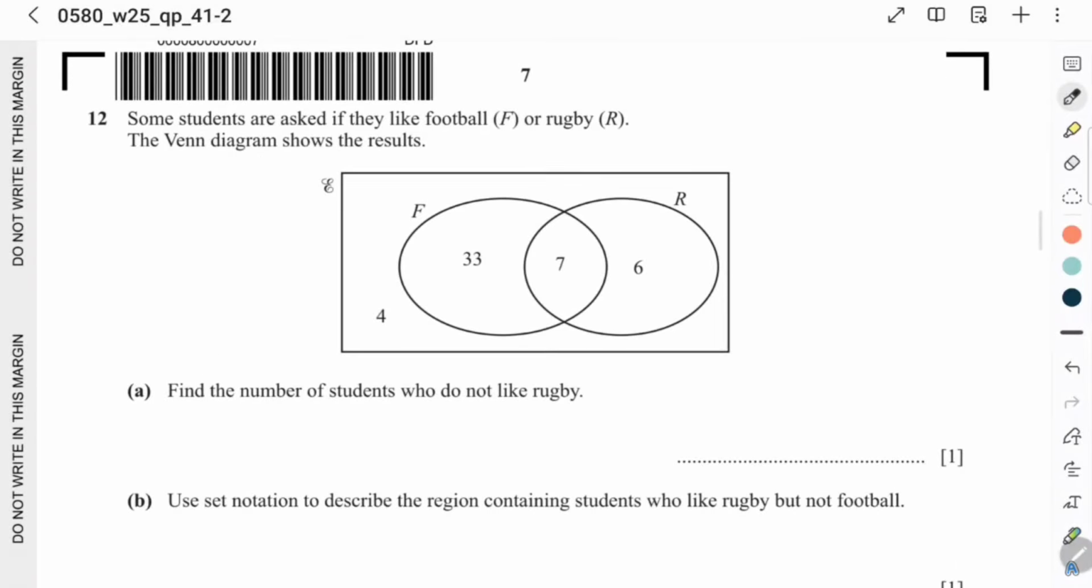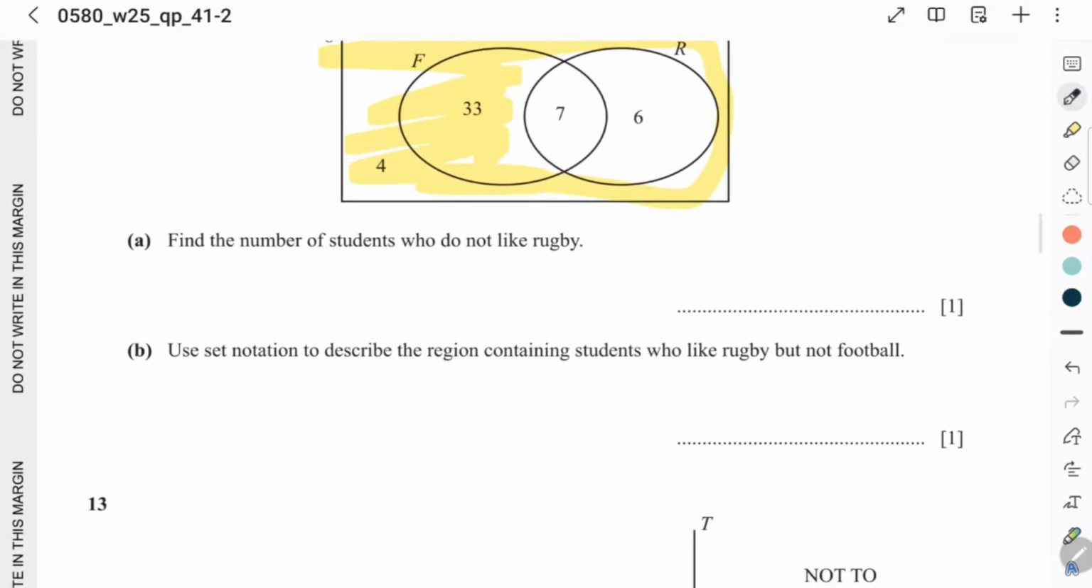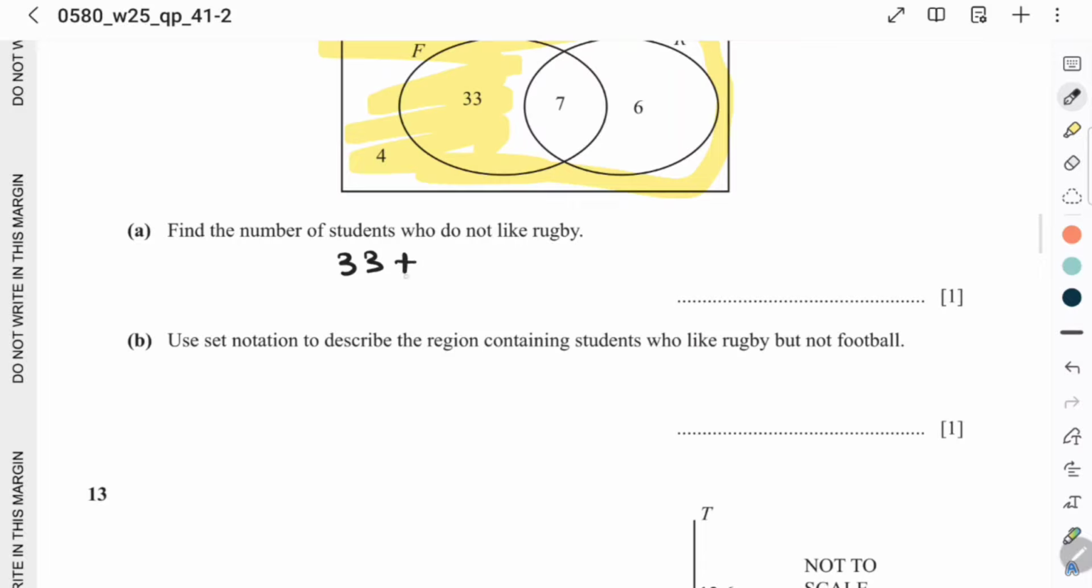Question number 12, the set question. You will have to find two answers by looking at the diagram. Some students are asked if they like football or rugby. The Venn diagram shows the results, and we have to find the number of students who do not like rugby. So those who do not like rugby are 33 and 4. So 33 plus 4 is equal to 37 students who don't like rugby.